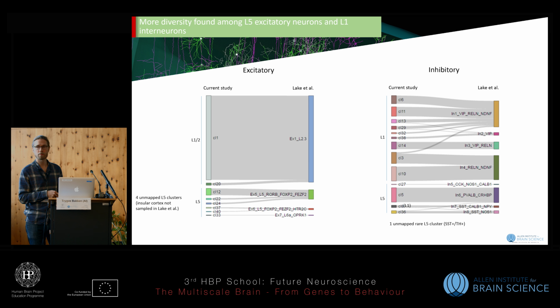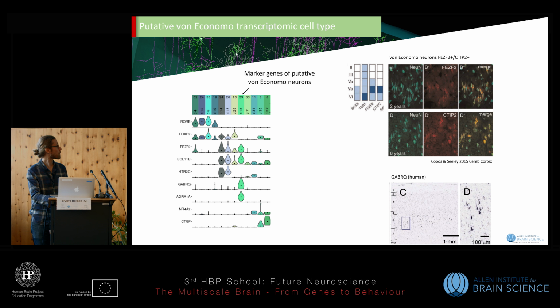Likewise, for inhibitory types, again showing our clusters on the left and theirs on the right, a few of these mapped fairly closely one-to-one, so we seem to be profiling that same type, but for others we found perhaps additional diversity. These 2 clusters mapped to this other NDNF positive cluster, and likewise we found a lot more diversity in this type, which again is because we've oversampled layer 1. So we've captured perhaps more of the diversity in human cortical layer 1.